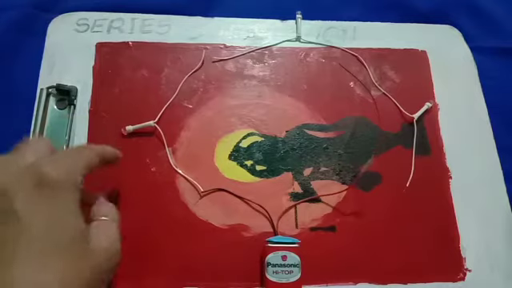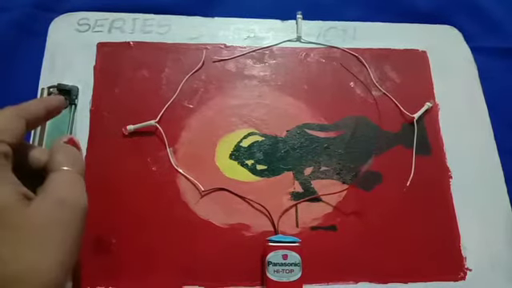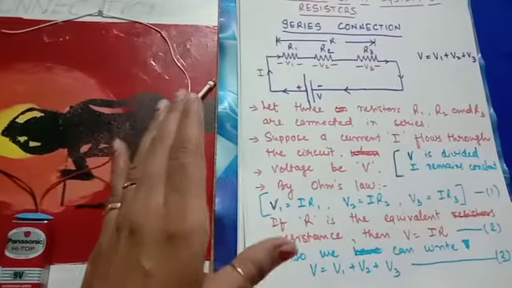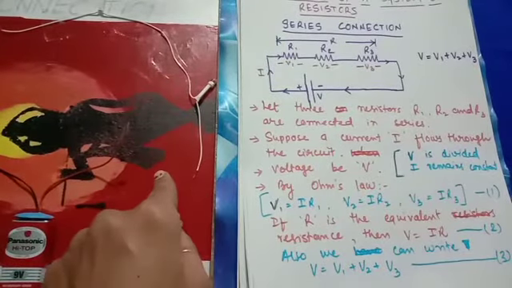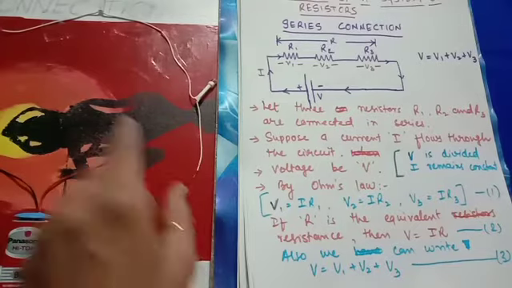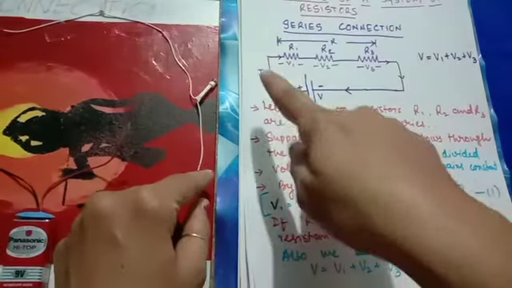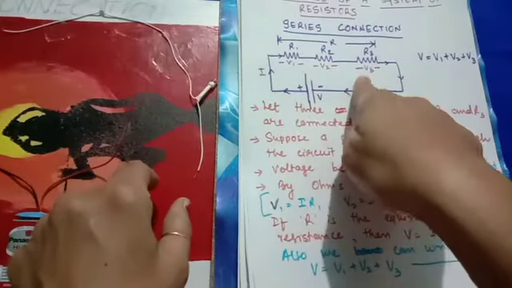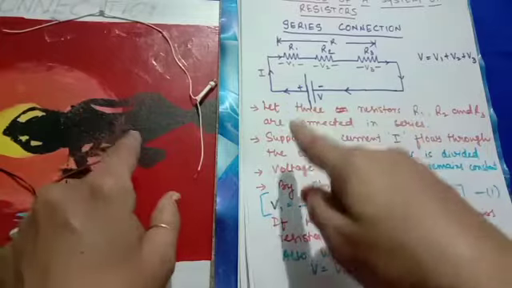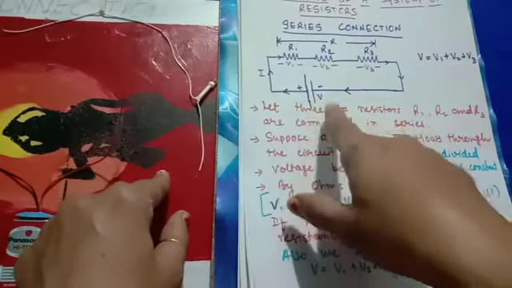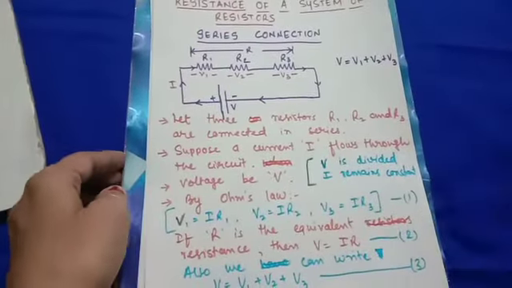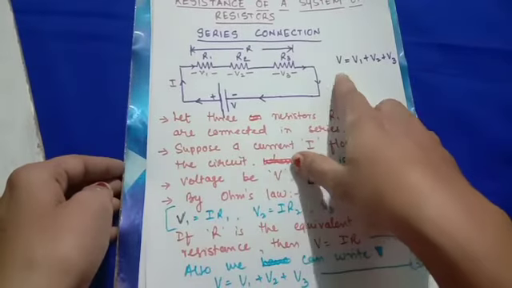But before that, the derivation of this. The same derivation you can write in your notebook, because they are asking for the derivation of series connection. So this is the circuit diagram. Battery, and 3 resistances R1, R2, R3, which are the bulbs, and the current flows. Now I show you only the derivation. It shows that the voltage is divided.